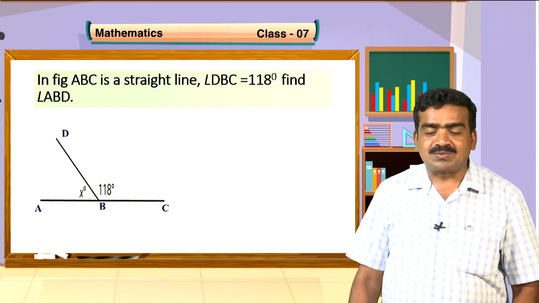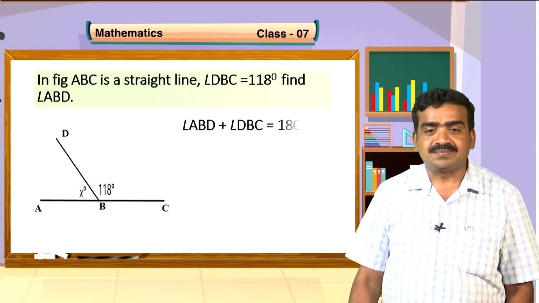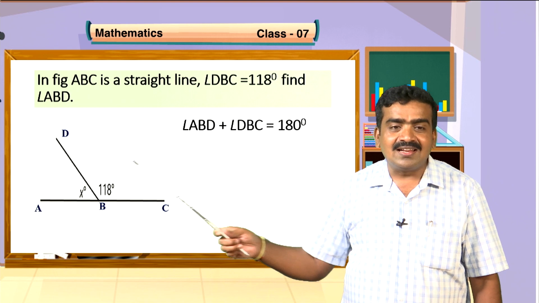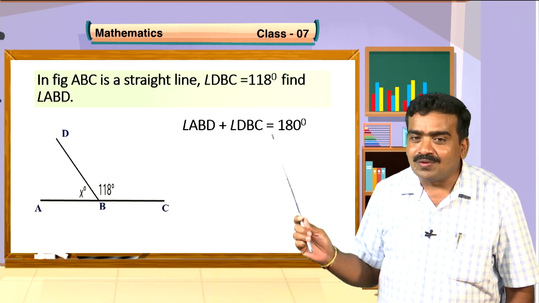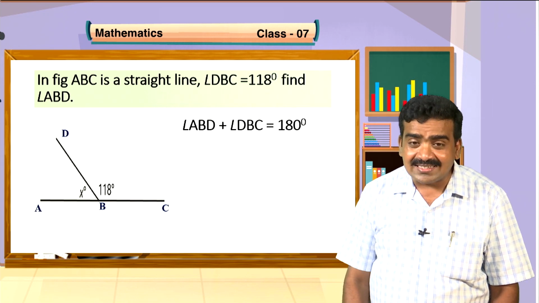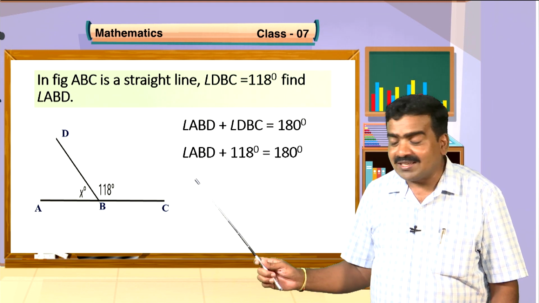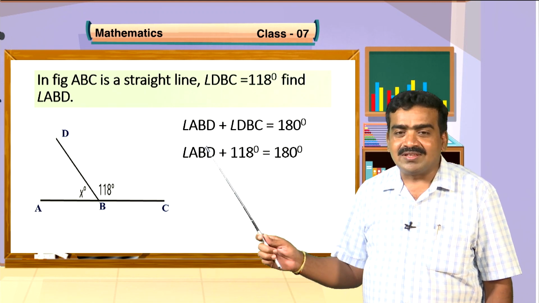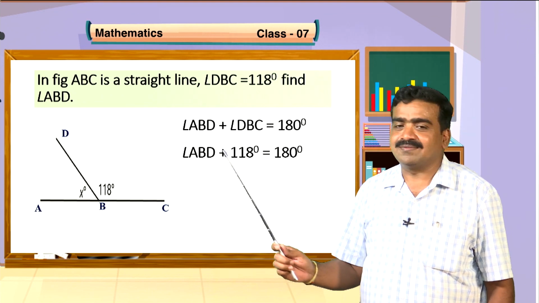See, the steps should be followed to calculate the angle ABD. Angle ABD plus angle DBC, which is equal to how much degree? 180 degree. Then what we have to do next? Which angle is given here? Angle DBC is given. So, instead of DBC, write 118 degree. Then with the help of this data, we can calculate ABD easily.